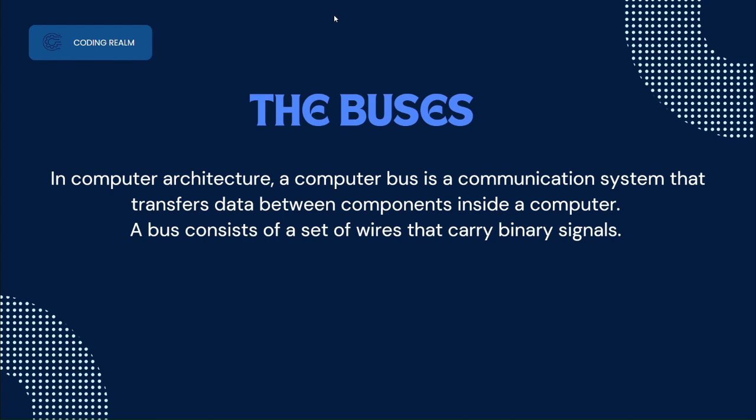Now the bus. In computer architecture, a computer bus is a communication system that transfers data between components inside a computer. A bus consists of a set of wires that carry binary signals. There are three types of bus: a data bus for the data transfer, the address bus for the address transfer, and a control bus for the control signal transfer, such as read from the memory. This is the bus and the importance of the bus in our computer.